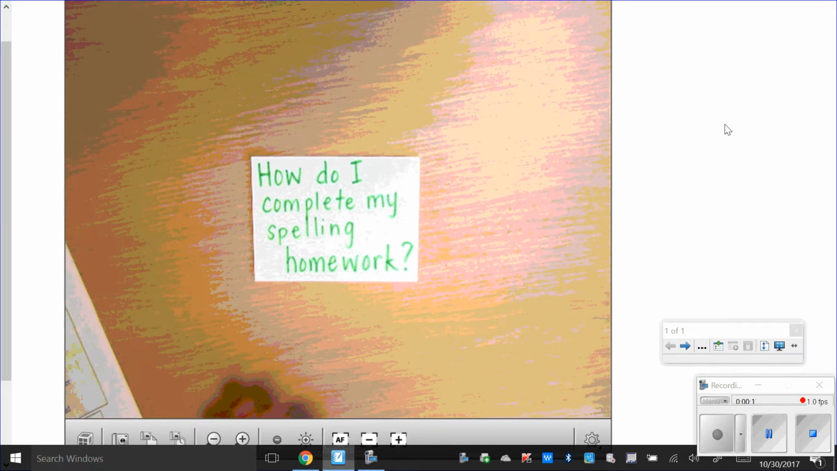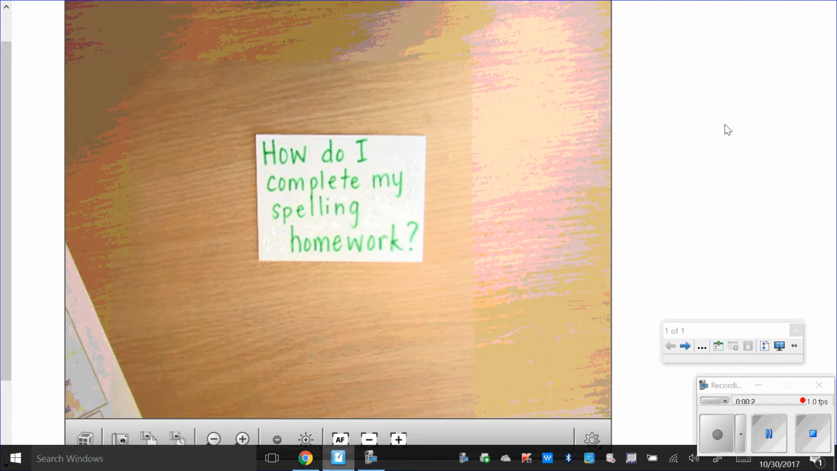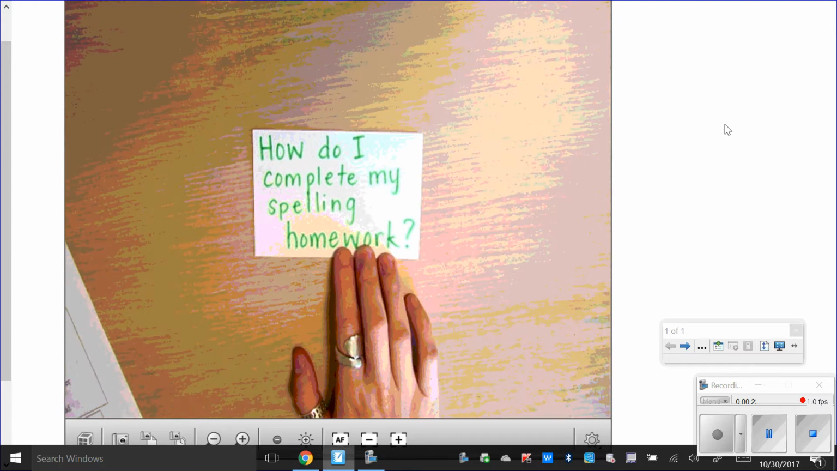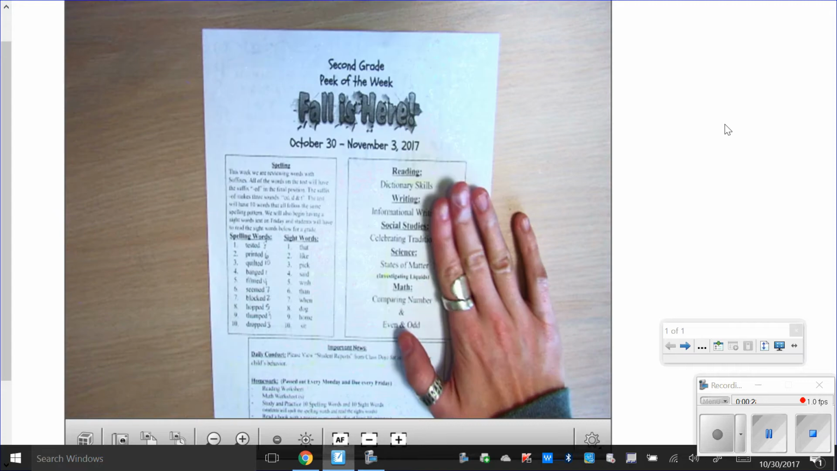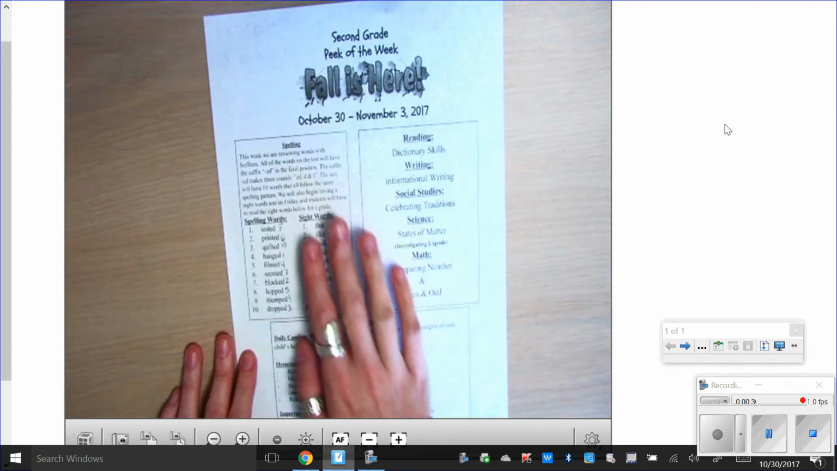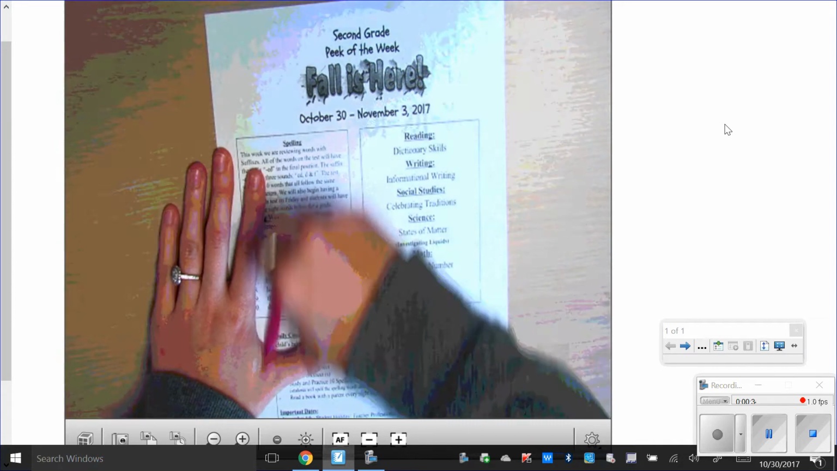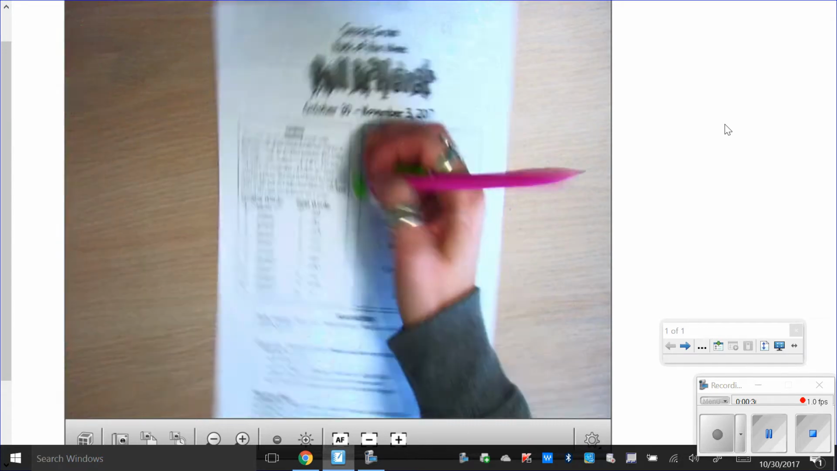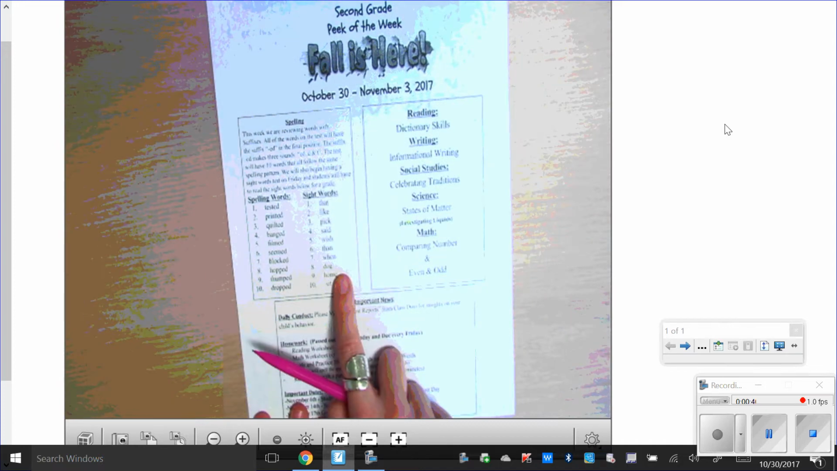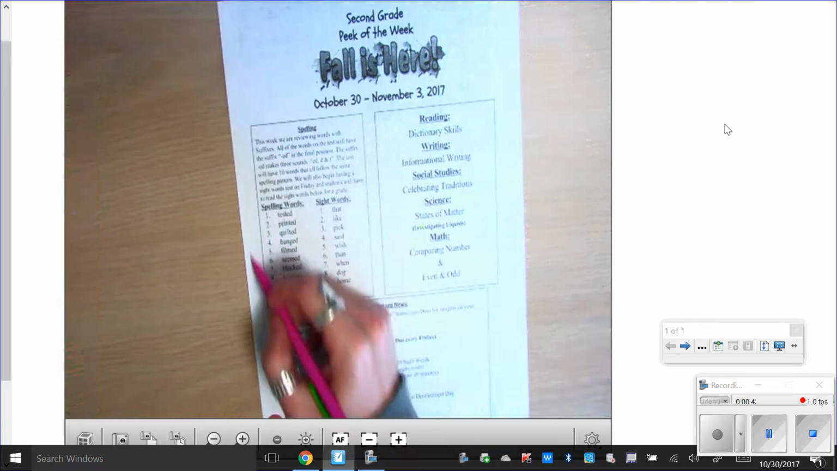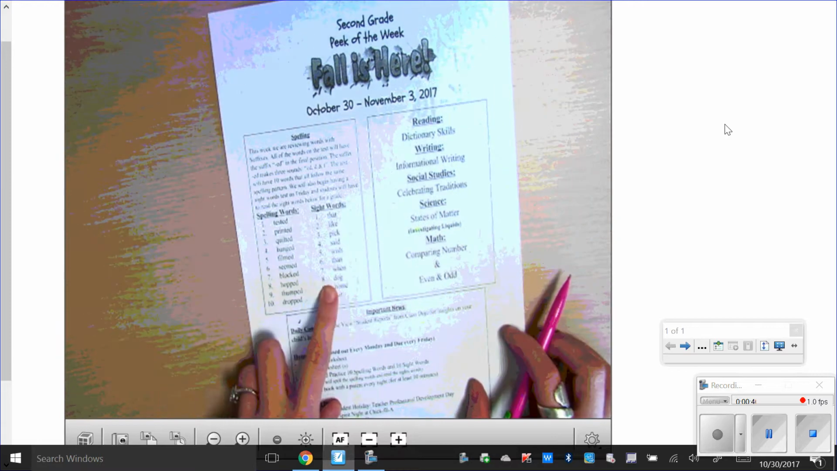Okay, I'm going to answer this question. How do I complete my spelling homework? There might be a little confusion at home because before, they had their spelling words on the peek of the week, in the same spot, but now they have sight words next to it. So again, for spelling homework, they still use their spelling words, not their sight words, okay?